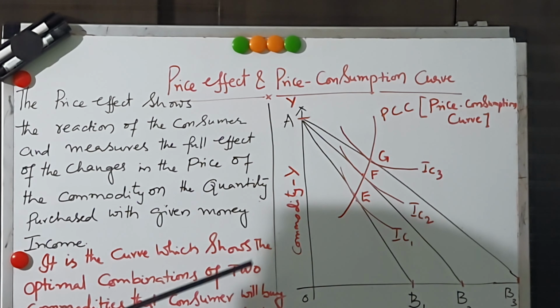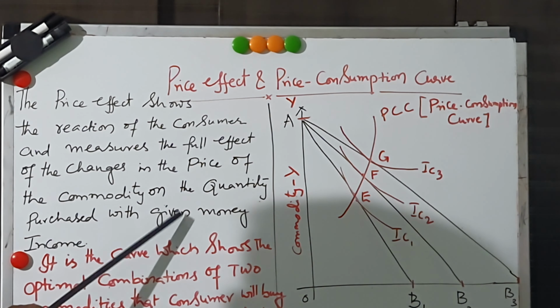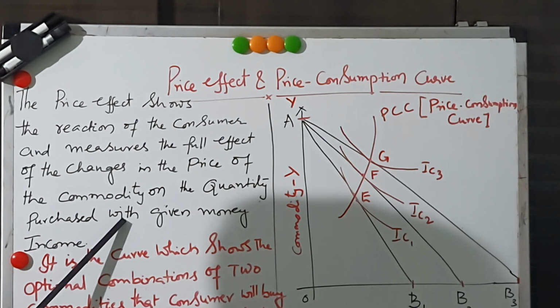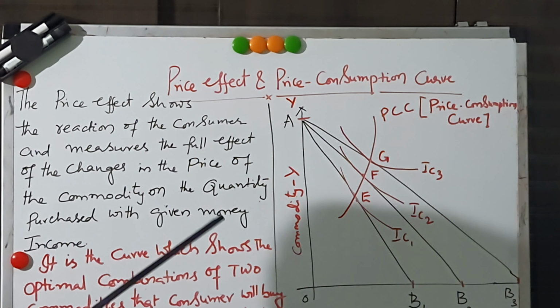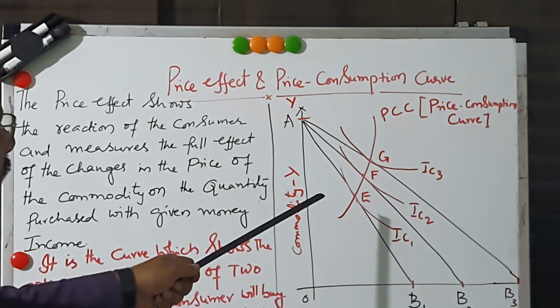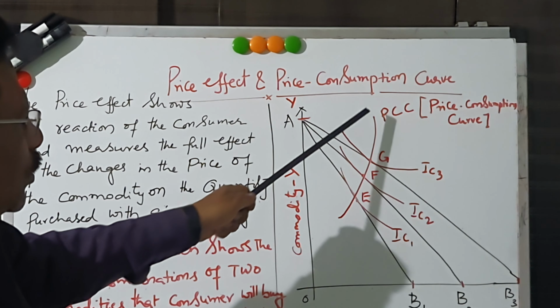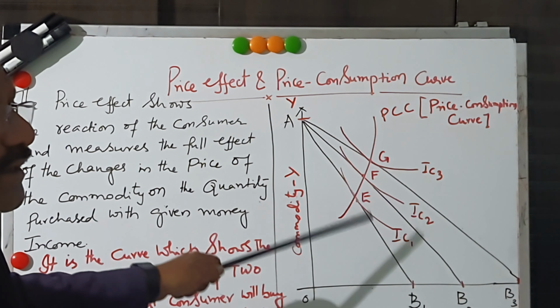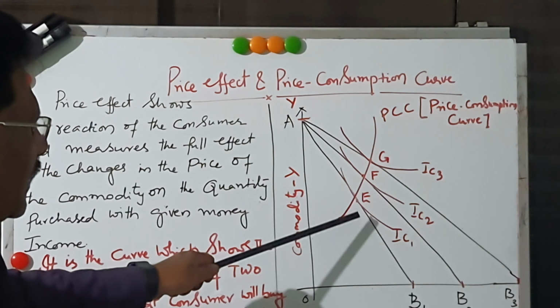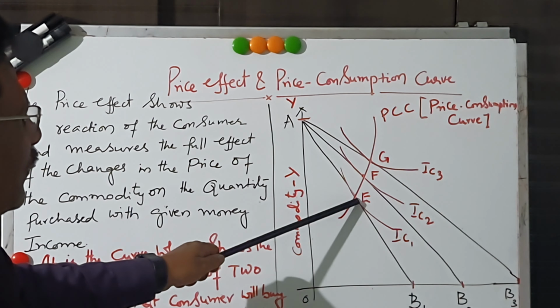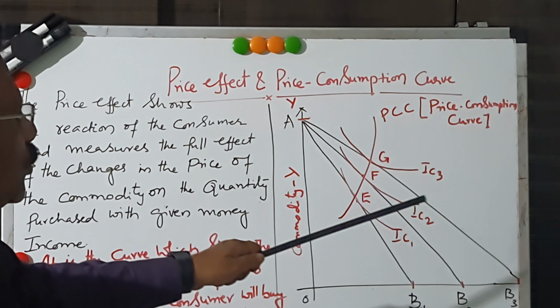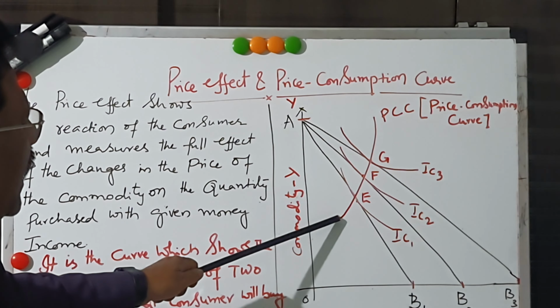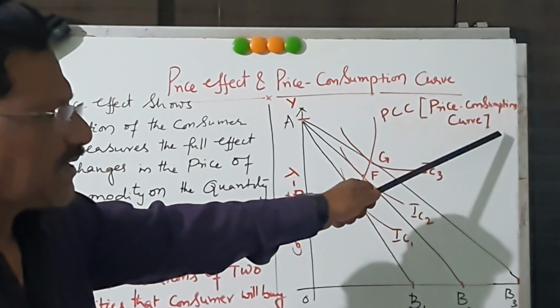So without changes in the money income of the consumer, when there is a change in the prices of commodity X and Y, when prices go up, automatically the quantity demanded by the consumer will be lesser. So different equilibrium positions of the consumer can be explained by PCC, price consumption curve.